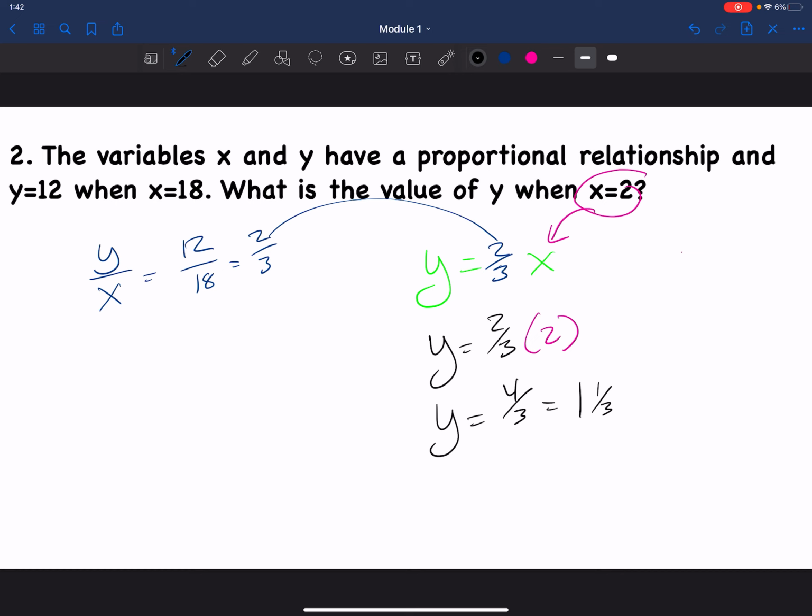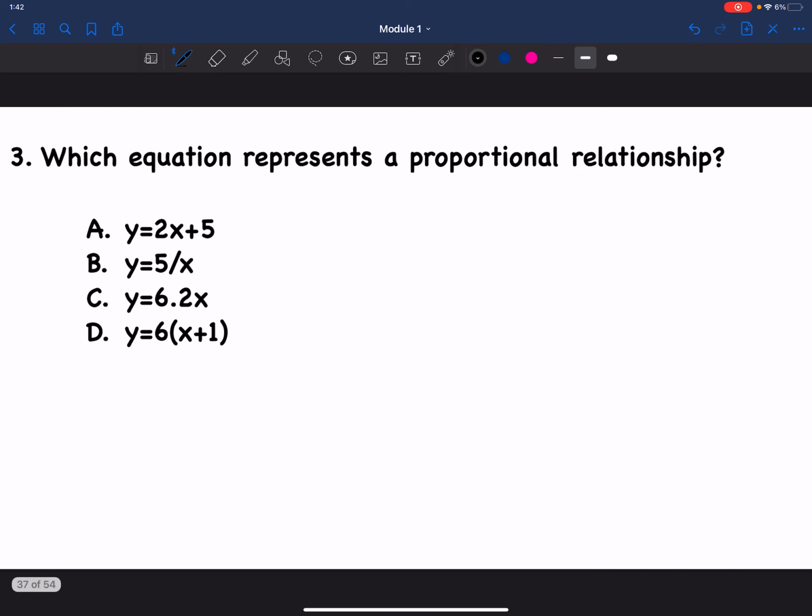All right, let's go ahead and look at number 3. Which equation represents a proportional relationship? So a proportional relationship is always going to be y equals something x. So the only one that has that formatting is C.